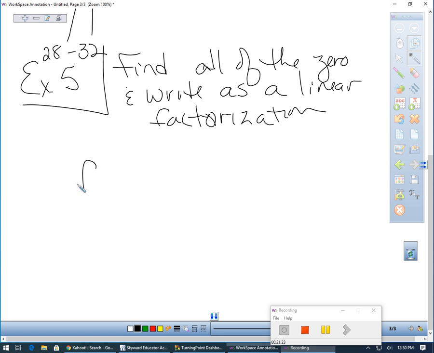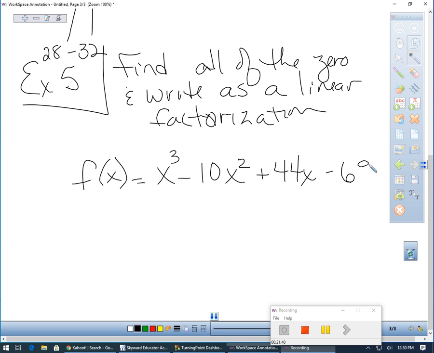Okay? So, let's say in this one we have f of x equals x to the third minus 10x squared plus 44x minus 69. Alright, so we need to figure out how many zeros before we can find the rest of them. We have to find a total of 3. How many do we have to start with? 1.